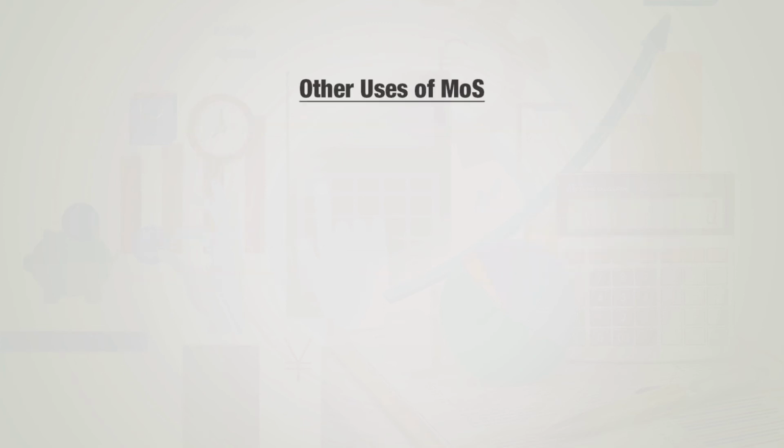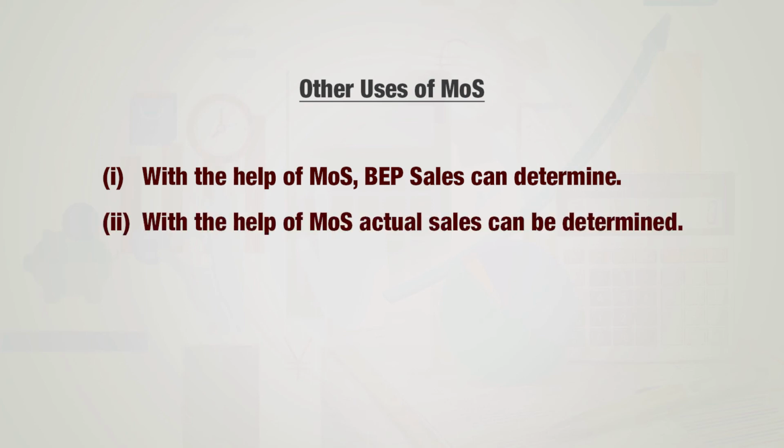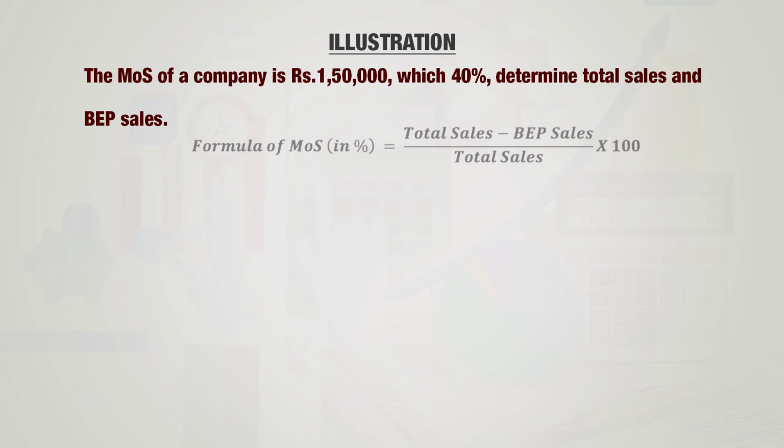Other uses of margin of safety. With the help of margin of safety, break-even point sales can be determined. With the help of margin of safety, actual sales can be determined. In the illustration, the margin of safety of a company is 1,50,000, which is 40%. Determine total sales and break-even point sales. In the formula of margin of safety, if it is in percentage, we know total sales minus break-even point sales divided by total sales multiplied by 100.